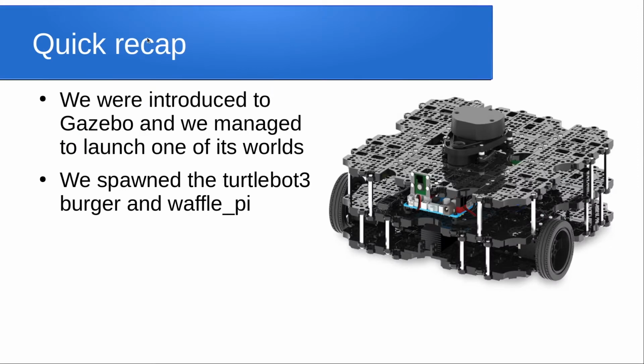Just a quick recap on what we did so far. We were introduced to Gazebo and we managed to launch one of its worlds. We managed to launch, for example, the house world, the empty world, and the Turtlebot 3 world. So we define worlds as environments that include a number of models and have some settings like the lighting, the shadows, the transparency, and different components like models. And we managed to spawn our robot, which is Turtlebot 3 Waffle Pie and Turtlebot 3 Burger, into the simulation.